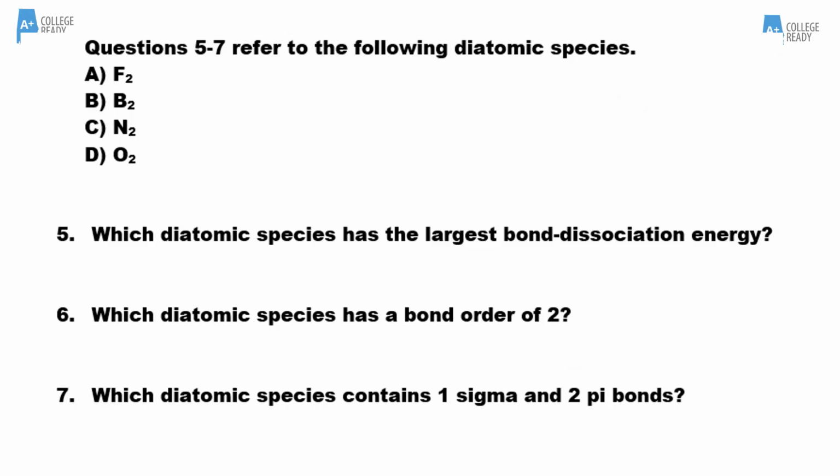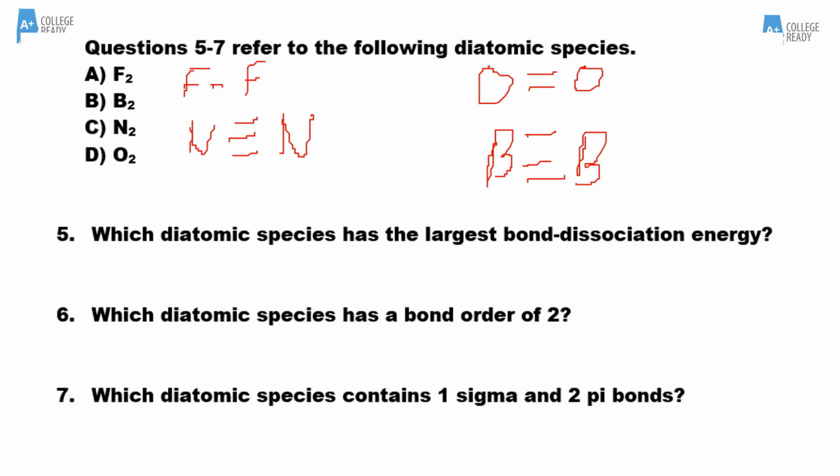This is more of an old school type question that's pretty simple and not a whole lot of reading. So which diatomic species has the largest bond dissociation energy, meaning the energy it would take to break that bond and free them apart? So if we look at the 4 structures, you'll notice that the highest bond energy is going to have to be the triple bond, but there would be 2 triple bonds.